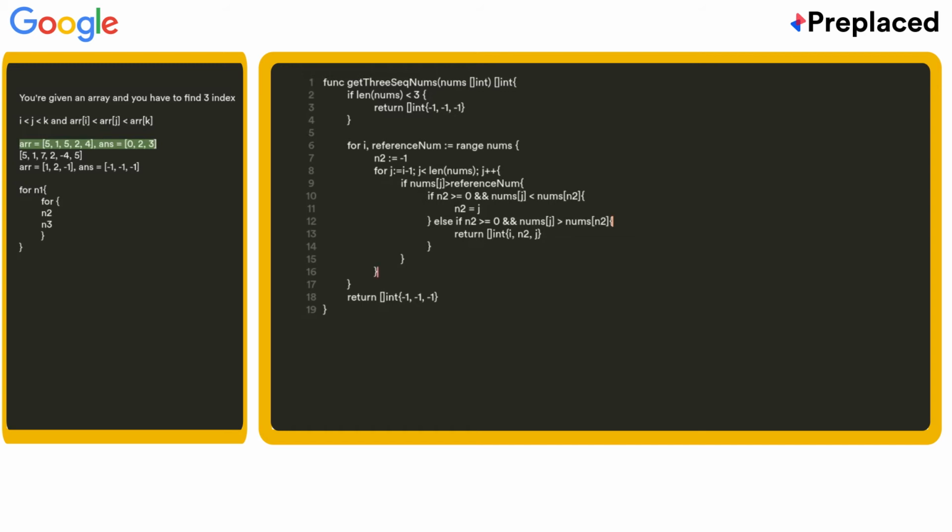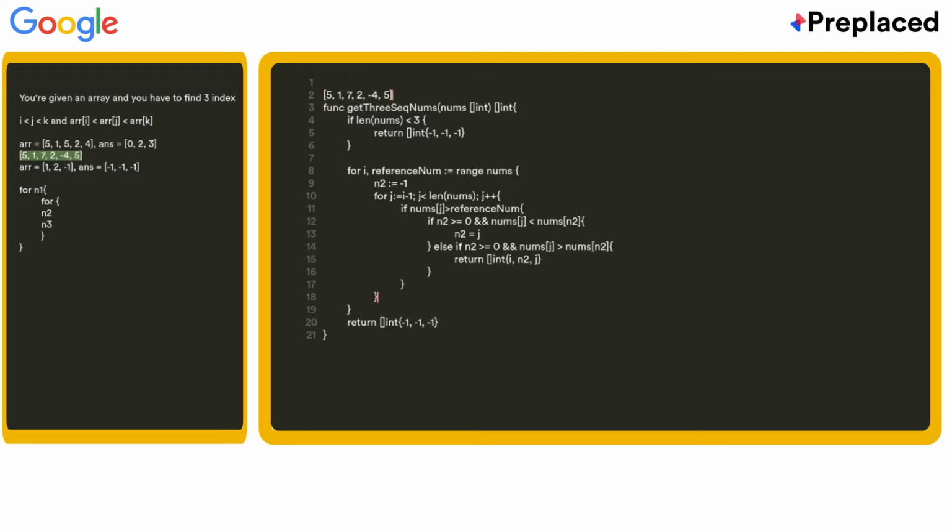Can you quickly go through this code, like at which step, what are you doing? So, do you want me to run with an example? Yeah, yeah, please. So let's say this is our input. Once this method is called with this nums, it will check for the length, and if it is less than 3, it will return minus 1, minus 1, minus 1. But it is not less than 3, so then it will run a for loop.